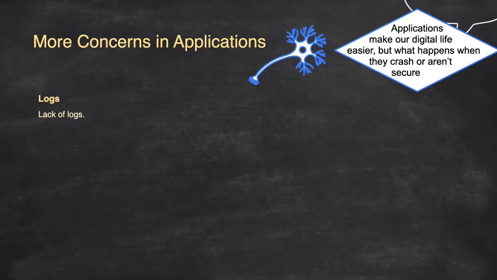So overall, friends, logs are essential for tracking system activities, errors, and security events. A lack of logging makes it difficult to monitor system behavior, troubleshoot issues, and detect security breaches. Without proper logs, administrators are unable to track what actions were performed, who performed them, or when they occurred, leading to a loss of accountability. And this can leave the system vulnerable to undetected attacks or errors that go unresolved.